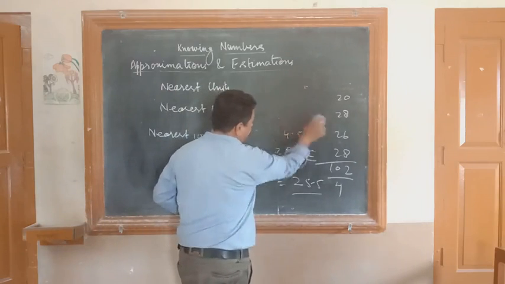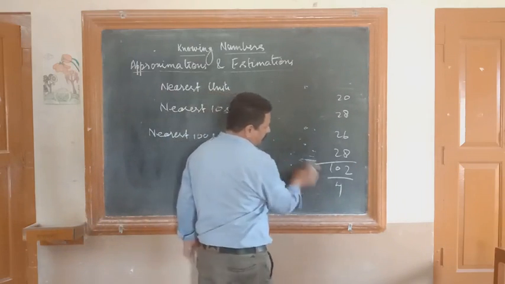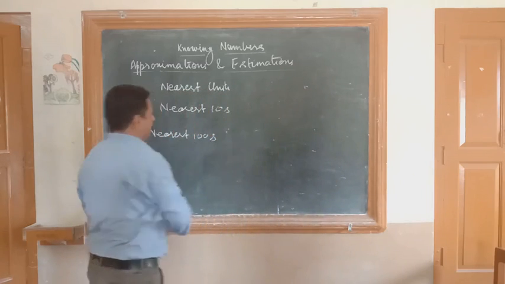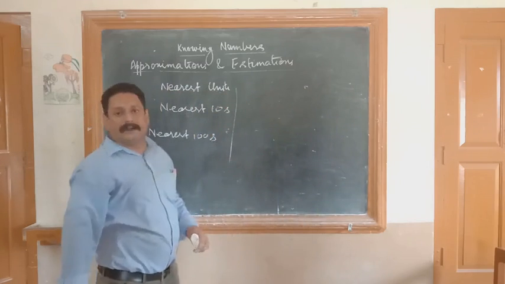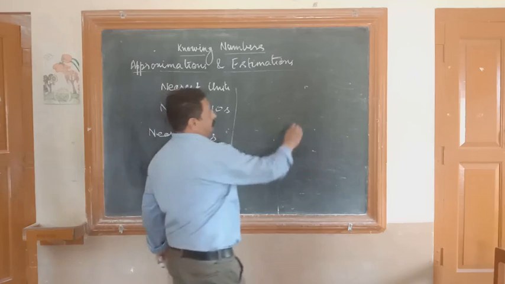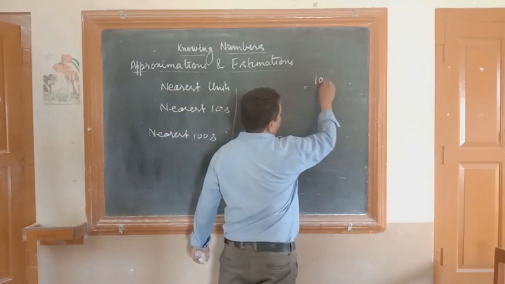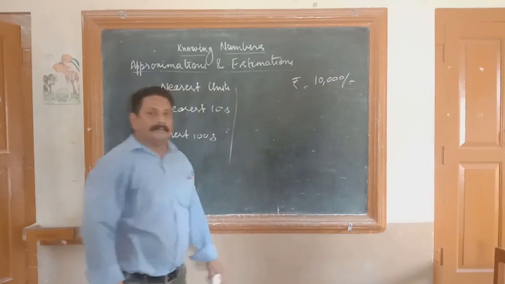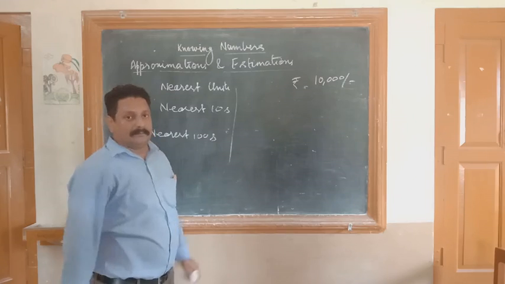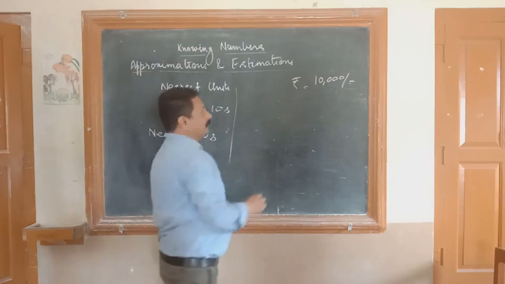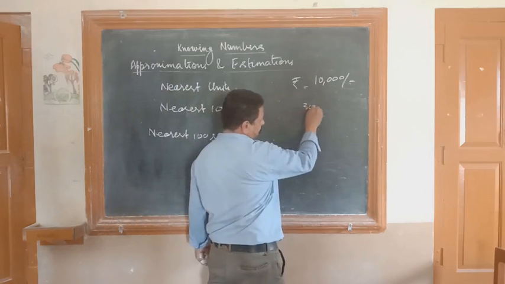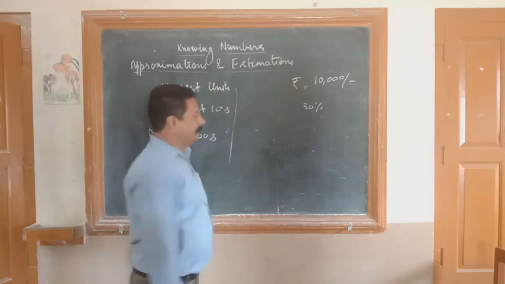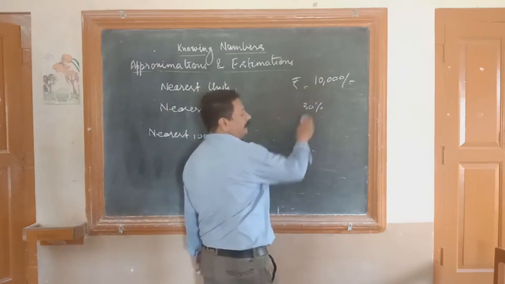One more example. We can also use estimation in our day-to-day life. For example, a person has a monthly income of rupees 10,000. It is estimated that 30% is spent on food and all those things, grocery and all. So estimate the 30%.